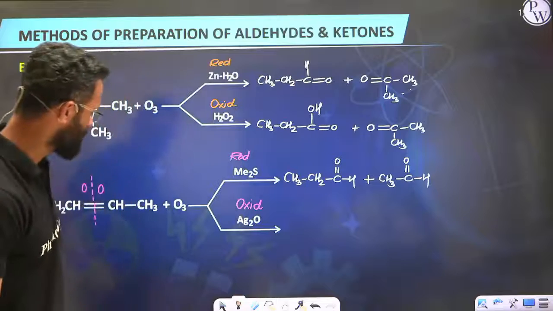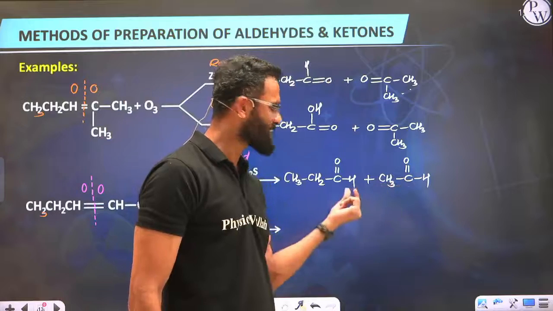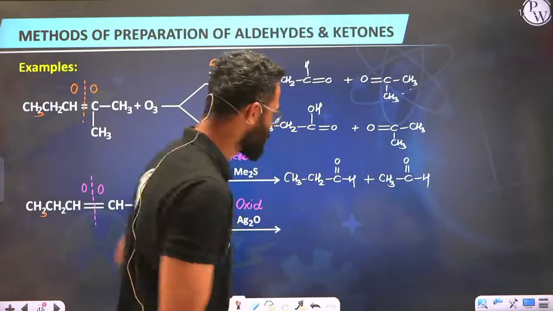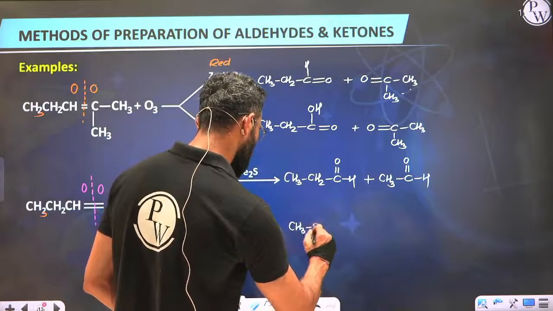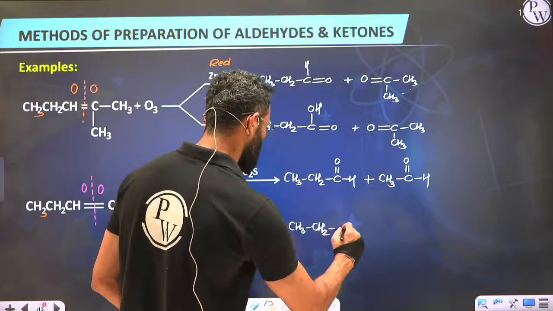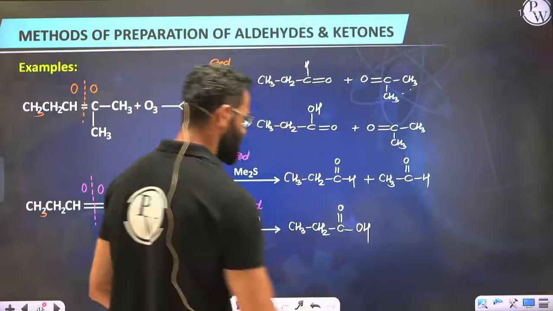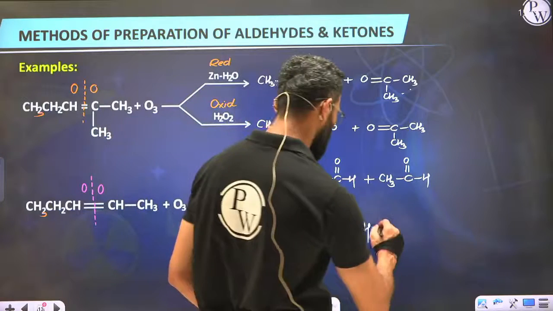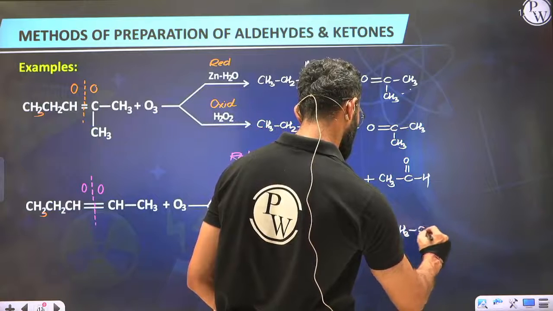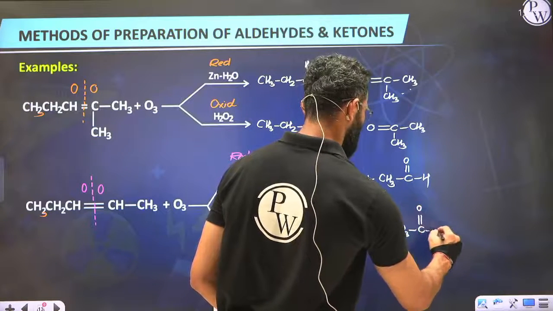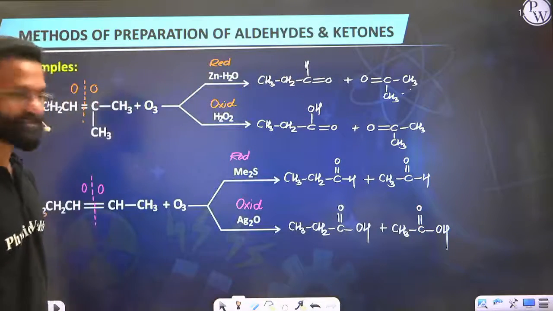acetaldehyde. But if we carry out oxidative ozonolysis, both contain oxidizable H's, so those will be oxidized, which means instead of propionaldehyde, we will now be getting C double bond O, and now this got oxidized to give you COOH, and the other one we will be getting CH3 C double bond O and OH, that is acetic acid.